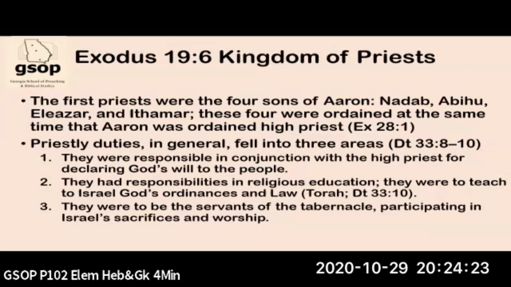At the same time that Aaron was ordained, selected by God as a high priest, in Exodus 28:1. They had priestly duties in general that fell into three areas, Deuteronomy 33:8 through 10. They were responsible, in conjunction with the high priest, for declaring God's will to the people.